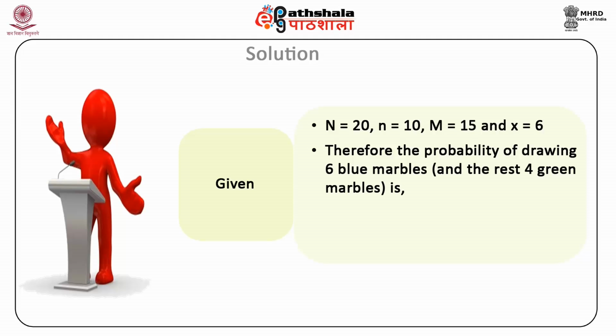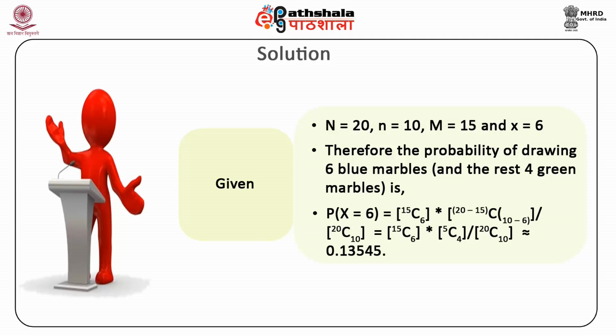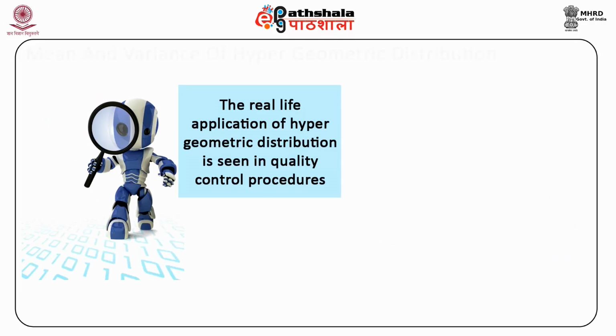Therefore, the probability of drawing 6 blue marbles and the remaining 4 green marbles is P(X equal to 6) is equal to 15C6 into (20 minus 15)C(10 minus 6) divided by 20C10. This comes out to be 15C6 into 5C4 divided by 20C10 and is approximately equal to 0.13545. The real-life application of hypergeometric distribution is seen in quality control procedures.